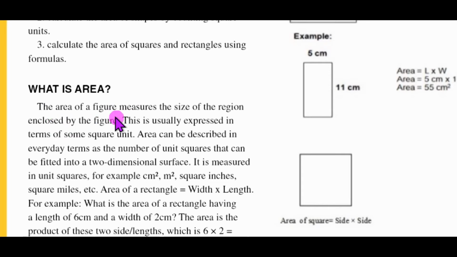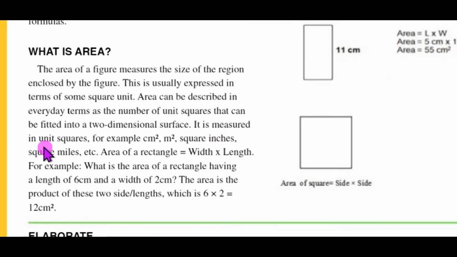The area of a figure measures the size of the region enclosed by the figure. This is usually expressed in terms of some square unit. Area can be described in everyday terms as the number of square units that can be fitted into a two-dimensional surface. It is measured in terms of square units, for example, centimeter square, meter square, square inches, square miles, etc.